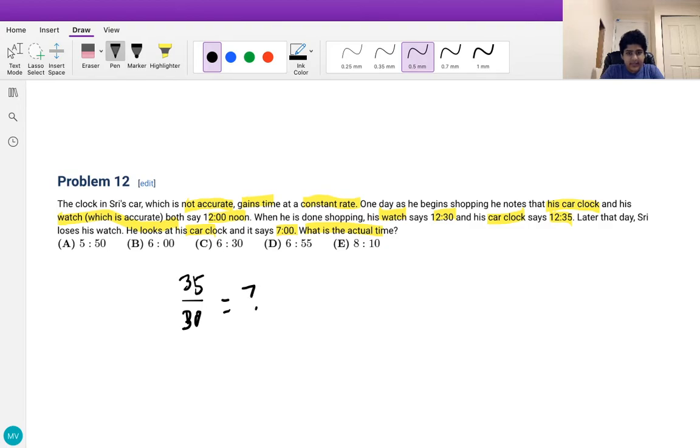Thus, the real time is 6/7 of the car clock time plus noon. So, since it's 7 o'clock on the car clock, we know that 7 hours have passed, and 6/7 of 7 hours is simply 6 hours, meaning that the time right now is 6 o'clock. Choice B. Problem 13.